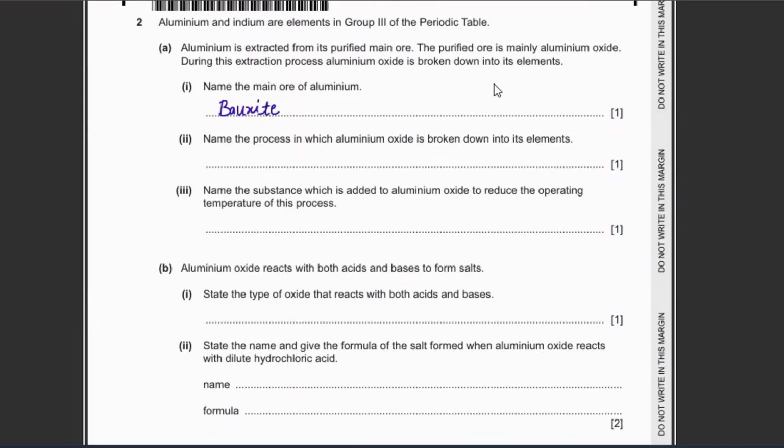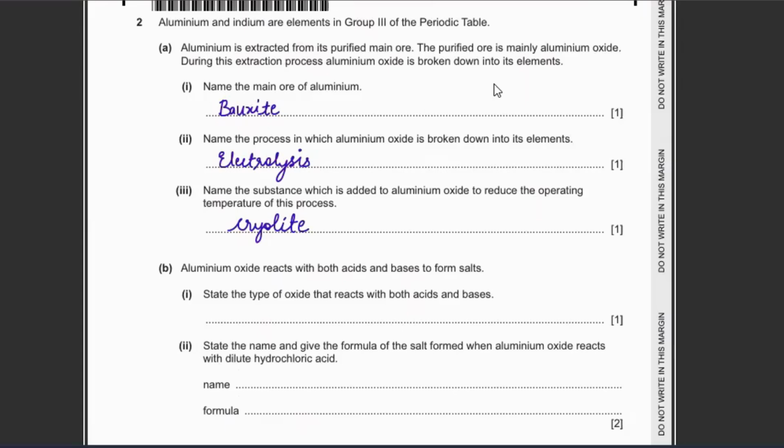Next, name the process in which aluminium oxide is broken down into its elements. So the name is electrolysis, and basically it's the Hall-Héroult process, which is the electrolytic process of extracting aluminium. Next, name the substance which is added to aluminium oxide to reduce the operating temperature of this process. So we know it's cryolite. Cryolite is the substance that is added to the aluminium oxide, and it reduces the operating temperature.